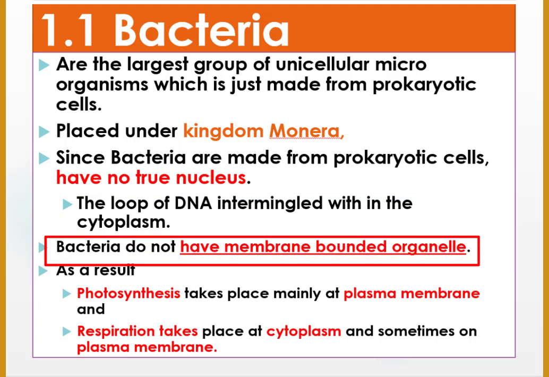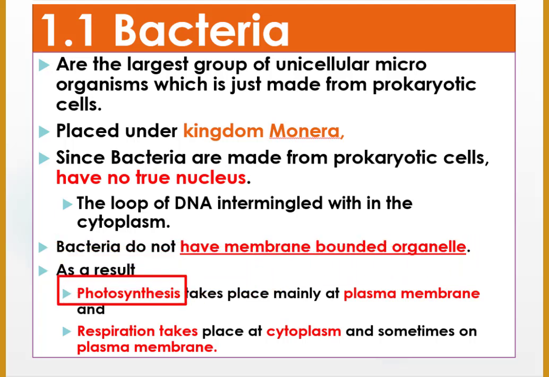Since bacteria have no specialized membrane-bounded organelles, certain physiological processes take place inside the cytoplasm and on the inside surface of the cell membrane. The first one is photosynthesis. Photosynthesis takes place mainly at the plasma membrane, and respiration takes place in the cytoplasm and sometimes on the plasma membrane.